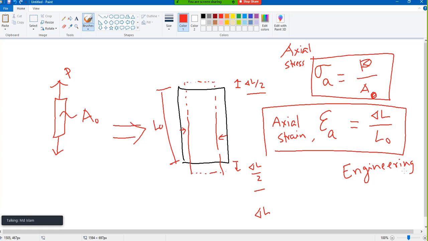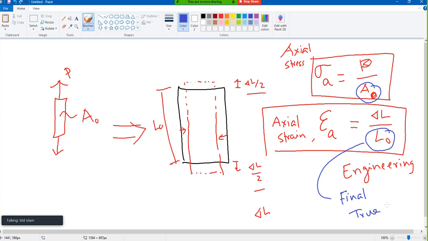What is true? True means we should not use the original dimension. This A and this L naught, if we use the current or the final, then it will be true stress or true strain. That is the difference between engineering stress, engineering strain, or true stress, true strain. But we mainly use engineering. True is just a definition, concept.